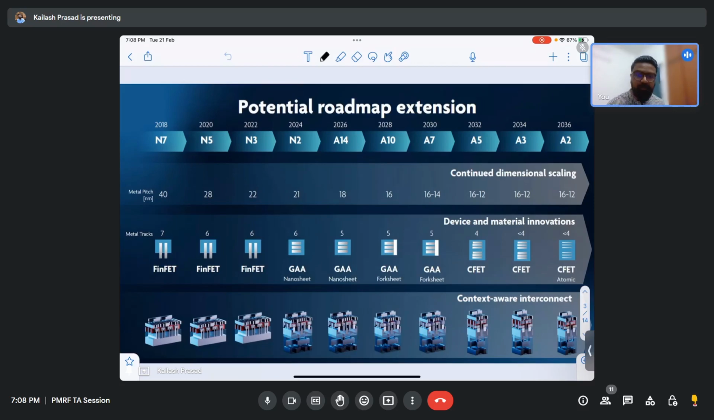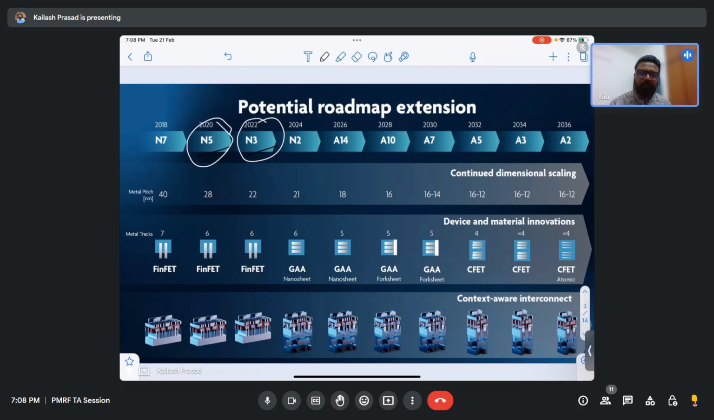Currently, where are we? We are at N5 and N3. Here we are currently using FinFETs, the transistors we have been using for the past 15 years. 10 or 15 years from now, the same architecture won't be able to scale. So if you want faster and faster performance from your transistor, you have to change the architecture itself.